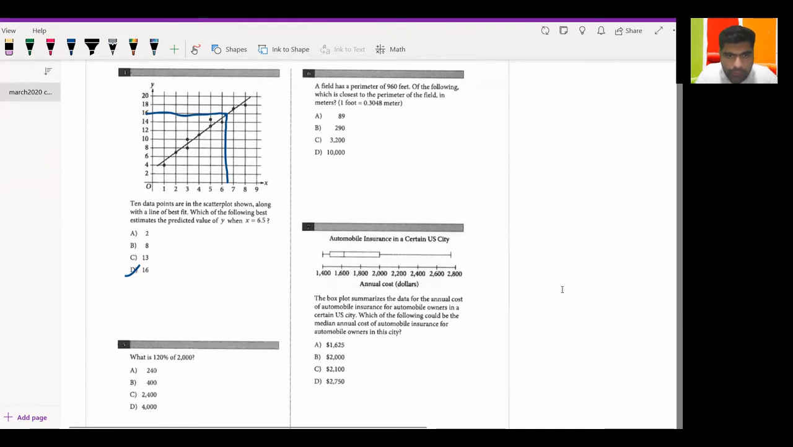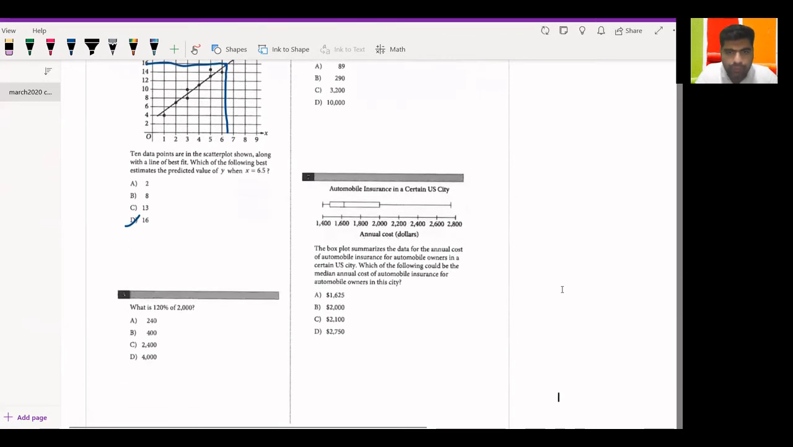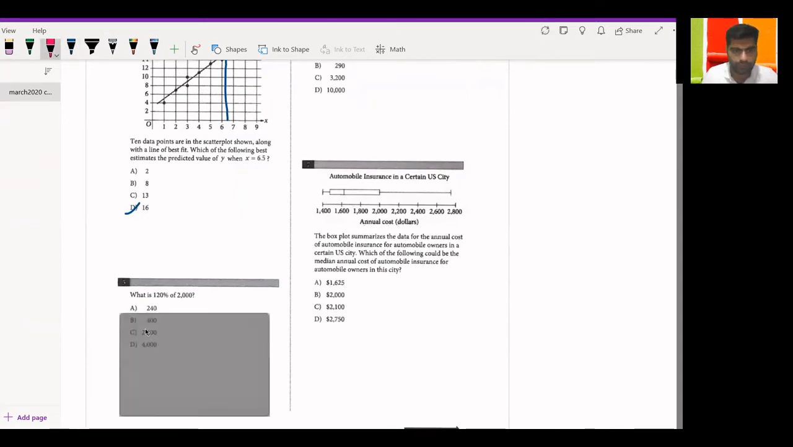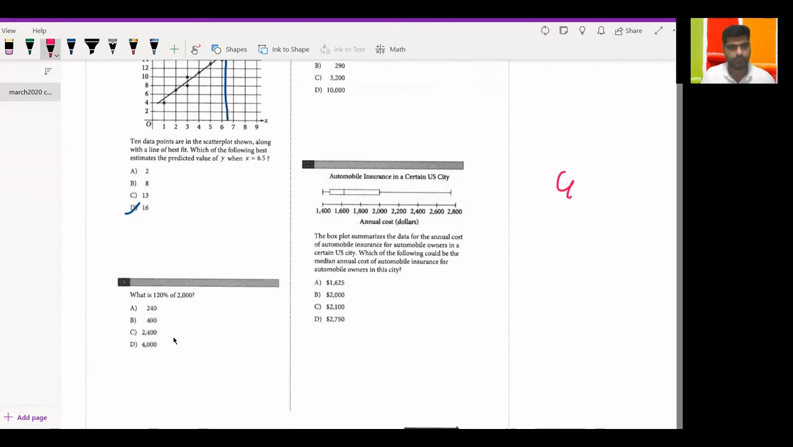120% of 2000. So 2400. I hope there is no requirement for an explanation here. Going on. Something weird. Why am I not able to use this particular thing? Okay, 2400.